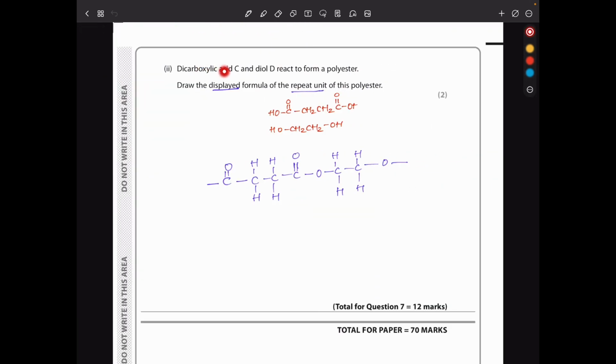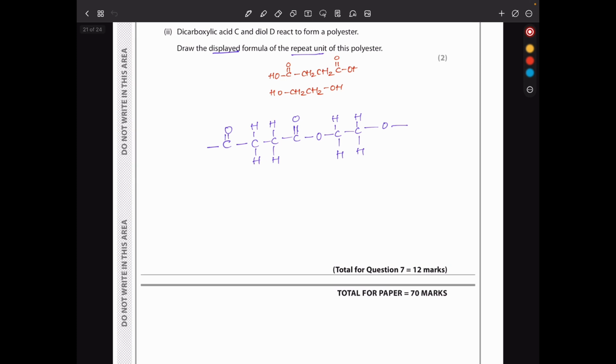And next they say that dicarboxylic acid C and diol D react to form a polyester. Draw the displayed formula of the repeat unit of this polyester. We can see the dicarboxylic acid and the diol. When they join together, the alcohol loses the hydrogen, but the carboxylic acid loses the OH. So this is going to be left in between them. But also to form the repeat unit, the carboxylic acid side should lose the OH, and the alcohol side should lose the hydrogen, creating what we see here. So this brings us to the end of question 7, as well as to the end of the whole paper.